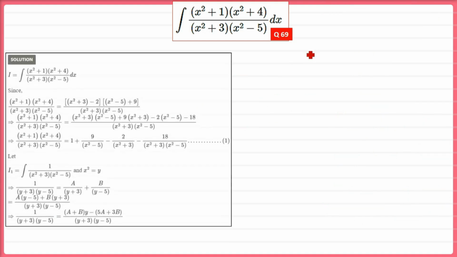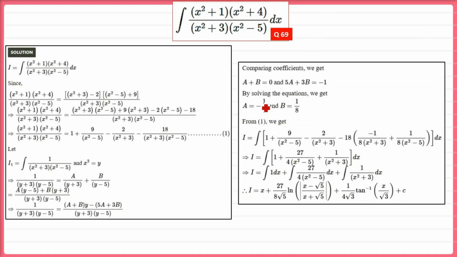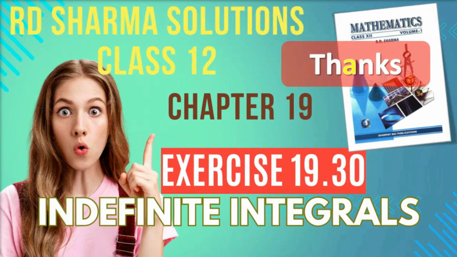So this is a different way of doing it. This is different from question number 63, which already has been explained to you. Whichever way you want to do, it's up to you. Both ways are acceptable. So this is all about this exercise.